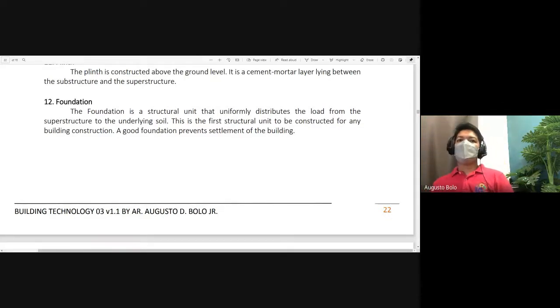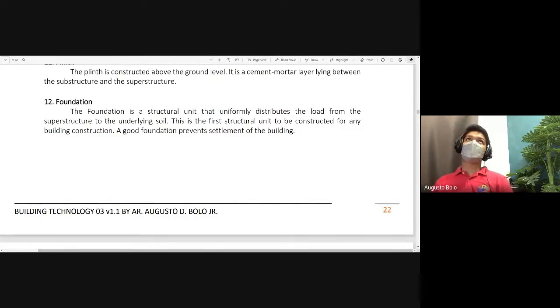Okay, thank you so much, Evan. So, foundation system, foundation rather. This is what we are studying today. So, foundation is a structural unit that uniformly distributes the load to the underlying soil. It is the first structural unit to be constructed for any building construction. A good foundation prevents settlement of a building.